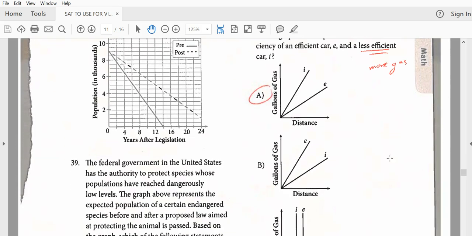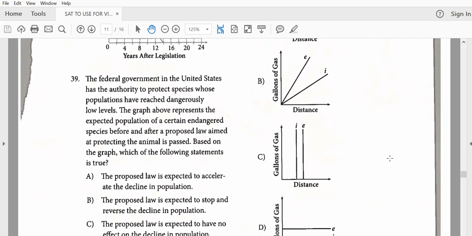All right, question 39, we have our graph here. The federal government in the United States has the authority to protect species whose populations have reached dangerously low levels. So endangered species, right? The graph above represents the expected population of certain endangered species before and after a proposed law aimed at protecting the animals passed. Based on the graph, which of the following statements is true?